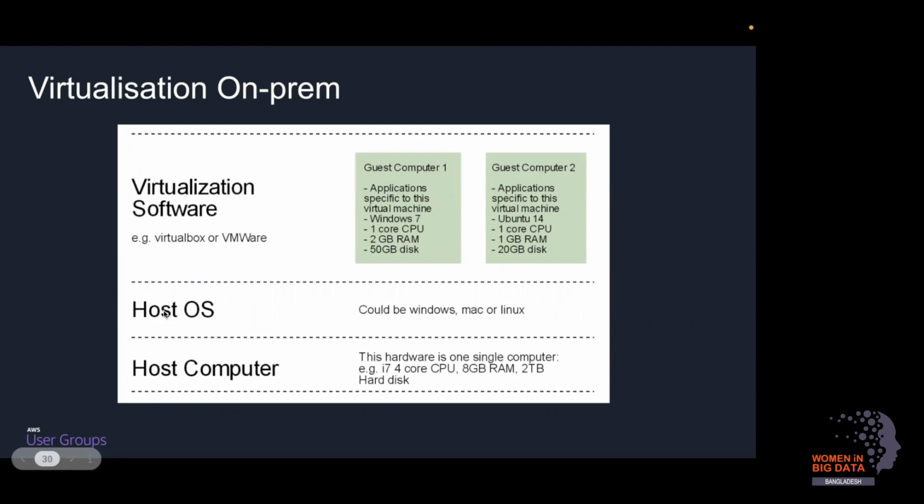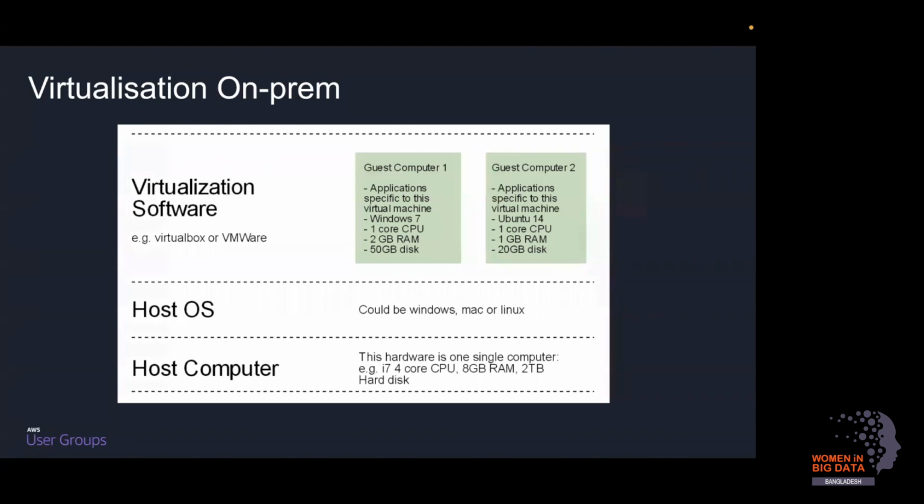Then the problem comes up: even if you have a very big server, it is limited to just one user. So then comes virtualization, like VirtualBox or VMware, where you can create different virtual guests on top of it. That's how it works on the on-prem side. You have a host computer, host OS, and virtualization software. This can be as simple as any VMware server or any on-prem application. This is how things work on the on-prem side.